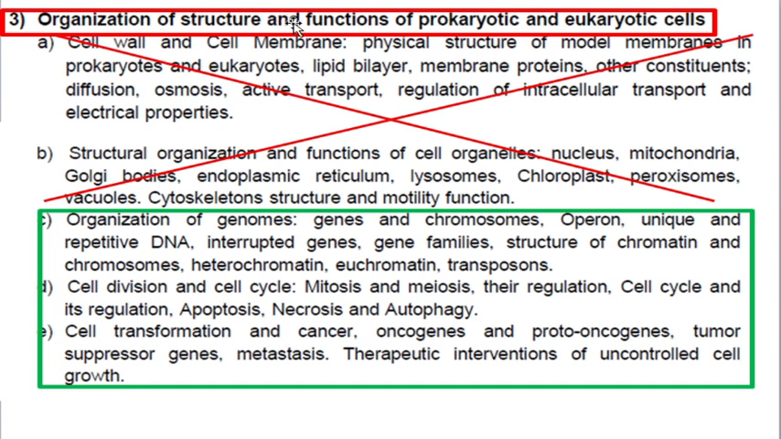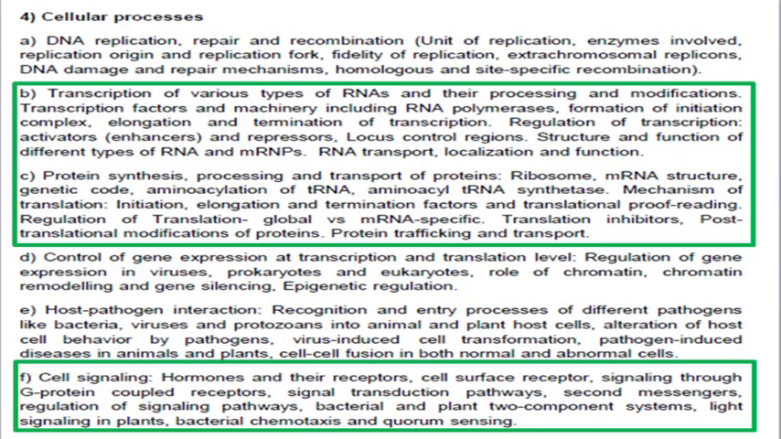Next, organization of structure and function of prokaryotic and eukaryotic cell. This is literally similar to unit number 3, I think, that is molecular biology, and in that you should target only C, D, E, that is organization of genome, cell division and cell cycle, and cell transformation and cancer. This is the important topic. You can leave the A and B sections.